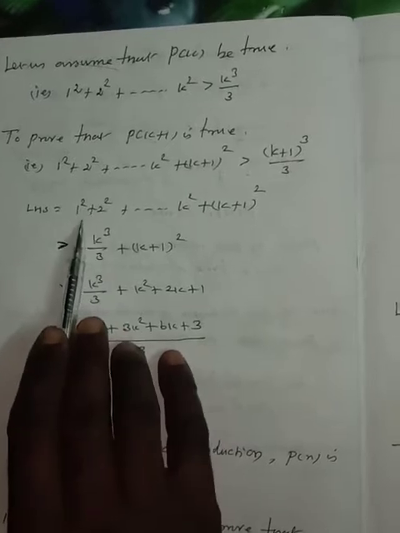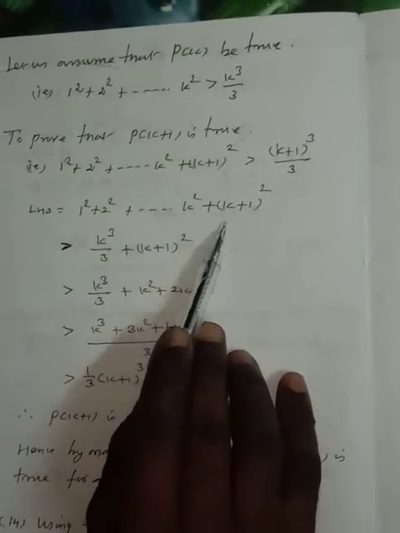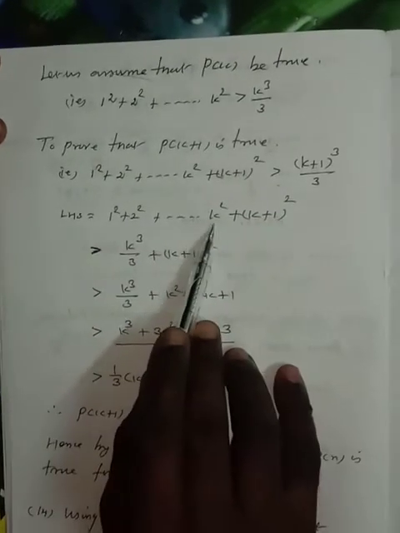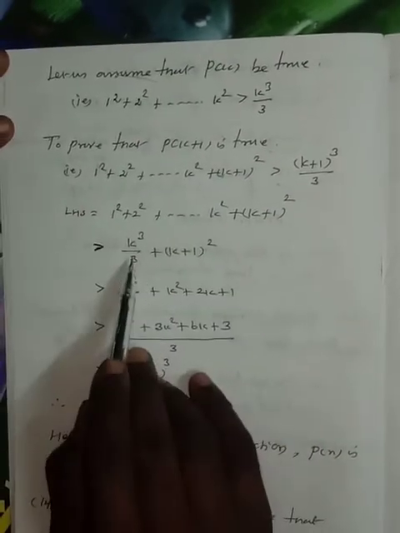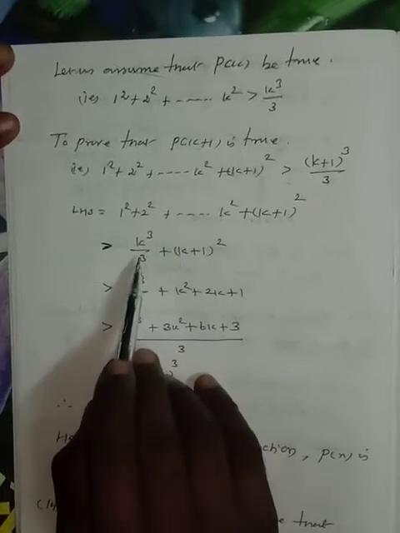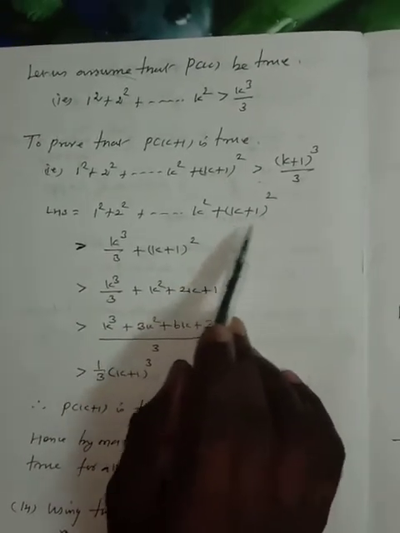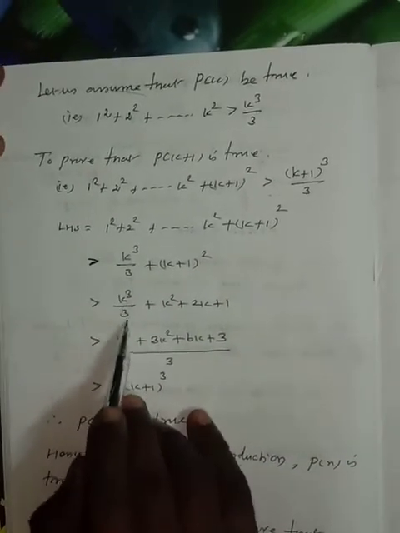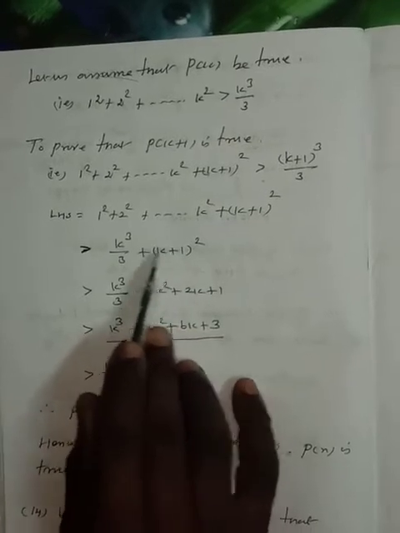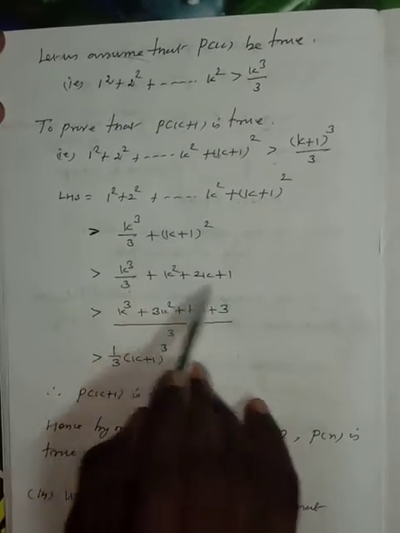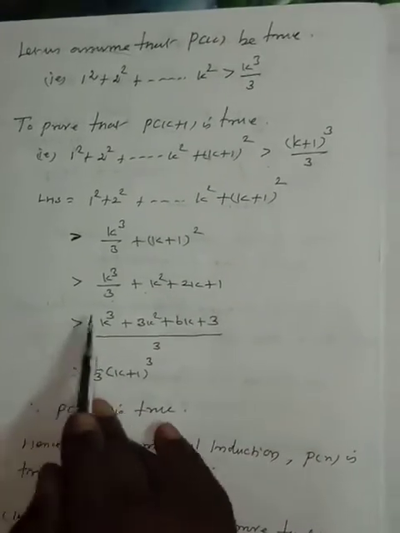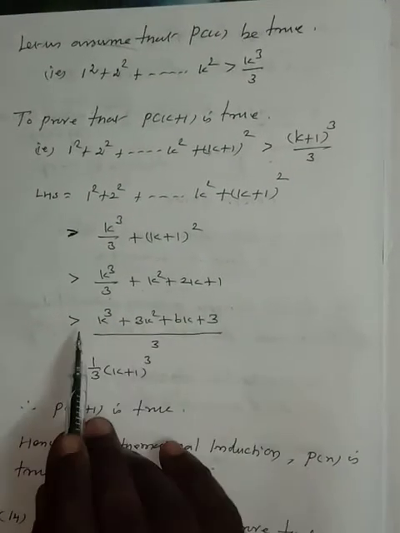But LHS is equal to 1 square plus 2 square and so on to k square plus k plus 1 whole square. 1 square plus 2 square and so on to k square is already assumed greater than k power 3 divided by 3. Therefore k power 3 divided by 3 plus k plus 1 whole square, which is greater than k cube by 3. We know that a plus b whole square is a square plus 2ab plus b square. So k square plus 2k plus 1.